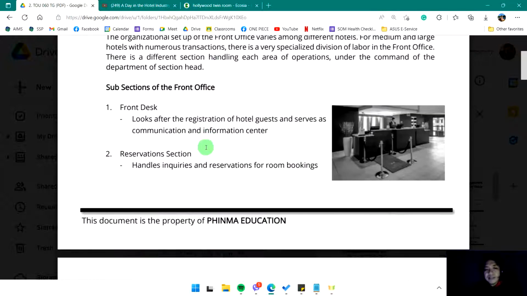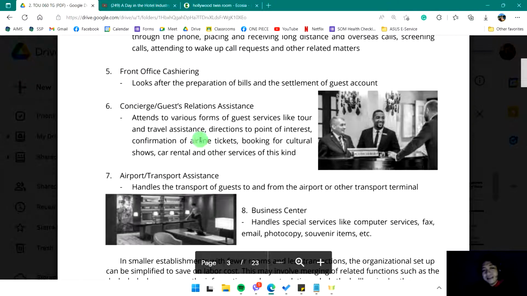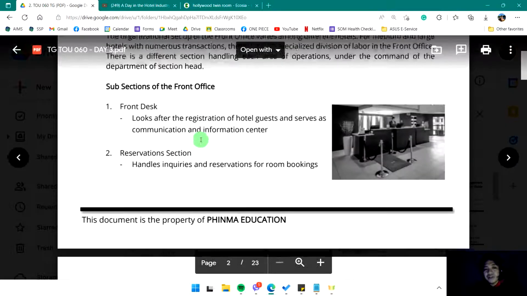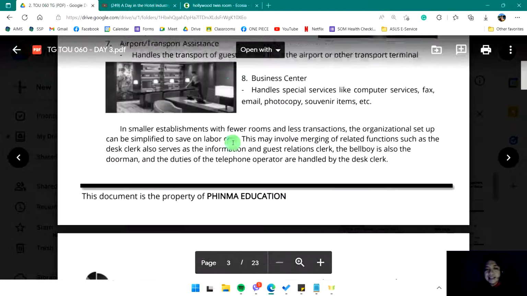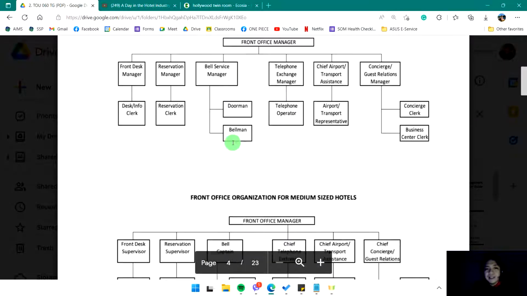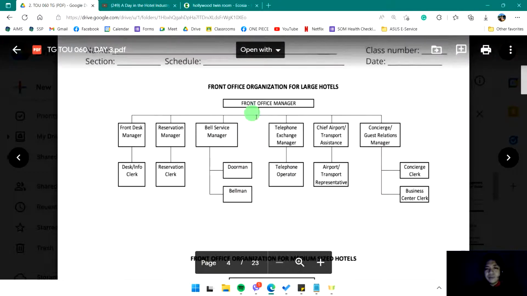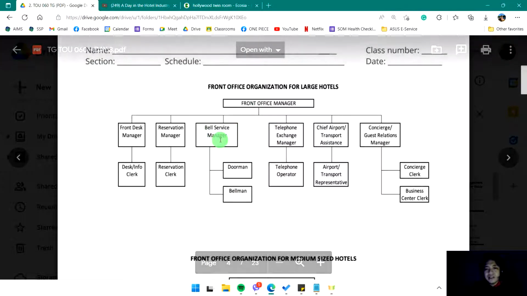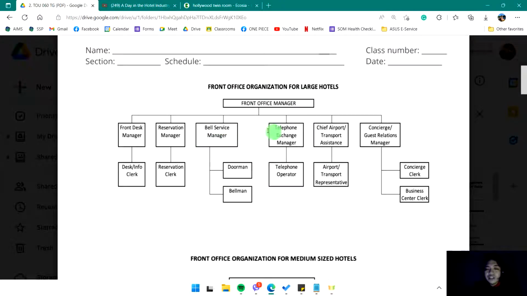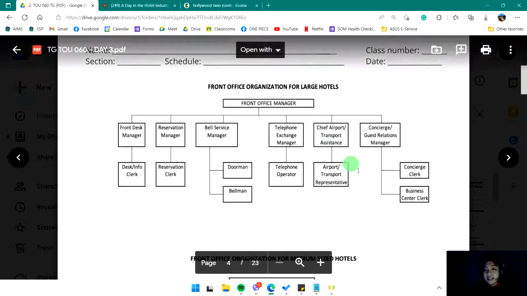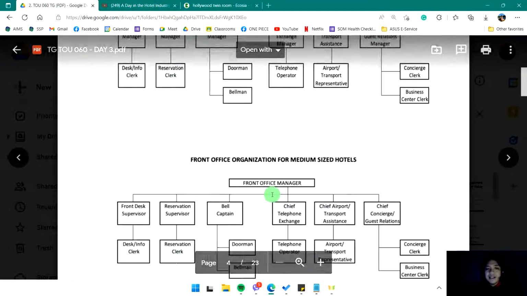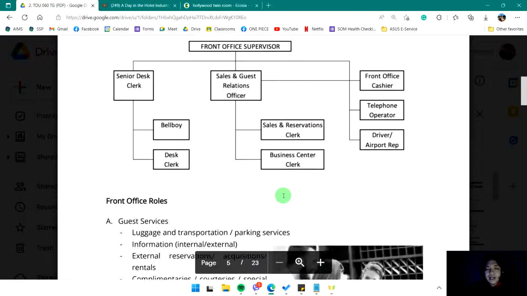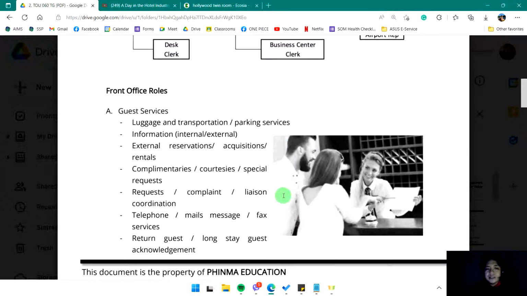So we have here, nasabi na natin to, yung subsections or yung subunits natin sa front office department. And then I won't really delve into much here in the organization charts of the hotels. You guys can just go and check this out kung ano yung pwede nyo pasukin na trabaho at entry level. And then we have here the roles. We already talked about this, no?